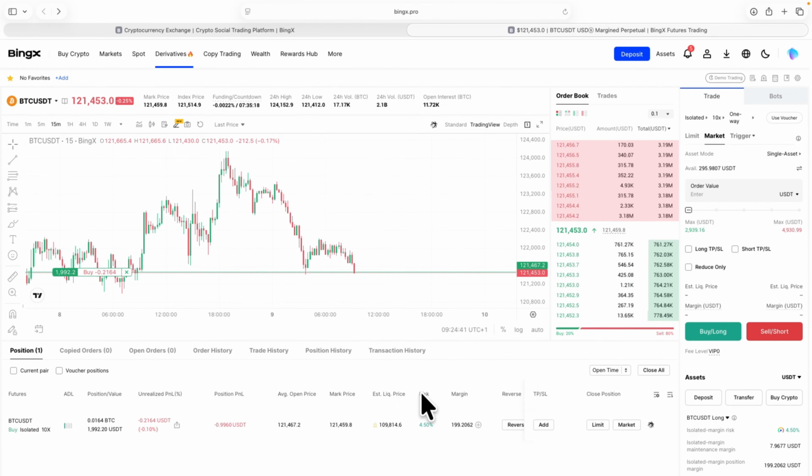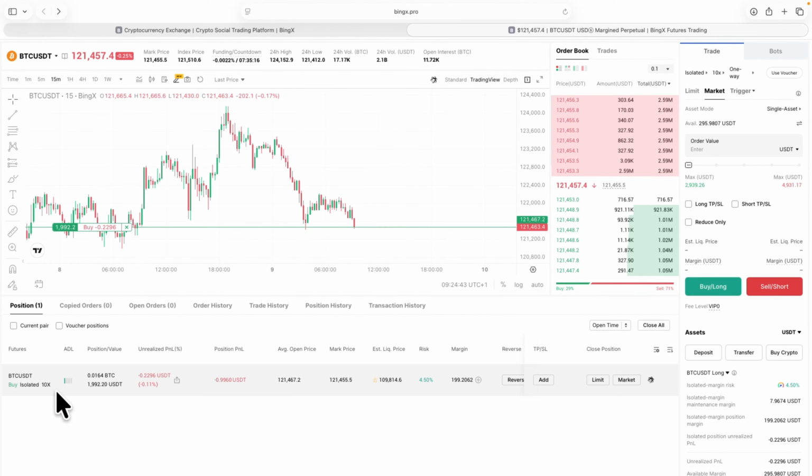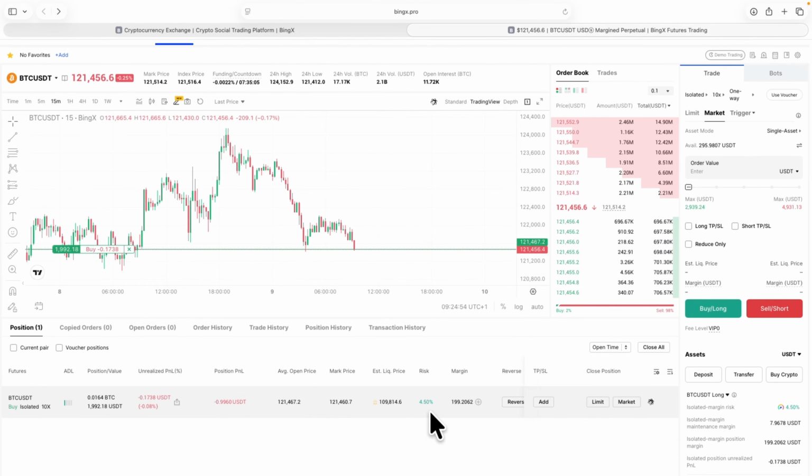As you can see on the screen right here, I've entered the trade. This is the trade right here. You see it's under this position. This position right here is where you can see your trade. If you've done futures trading, you know that already. So now that I have entered the trade, how do I set my multiple take profit levels?